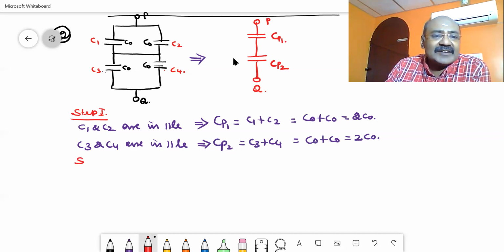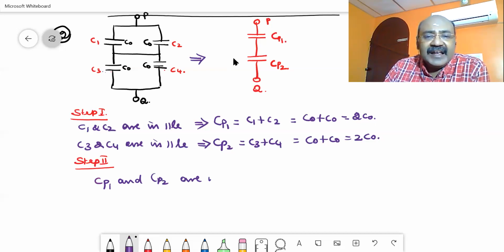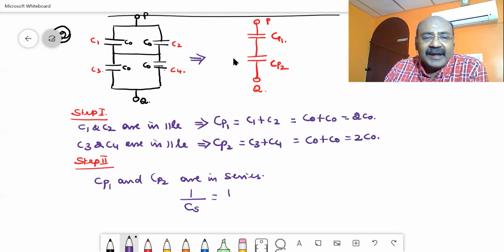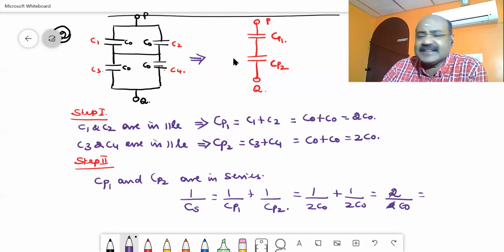So we have to go for step 2. What is step 2? Step 2, we can write CP1 and CP2 are in series. If CP1 and CP2 are in series, we can write 1 by CS is equal to 1 by CP1 plus 1 by CP2. So what will be your value then? That is equal to 1 divided by 2C0 plus 1 divided by 2C0. I can get it as 2 divided by 2C0, or I will be writing it as 1 by C0.